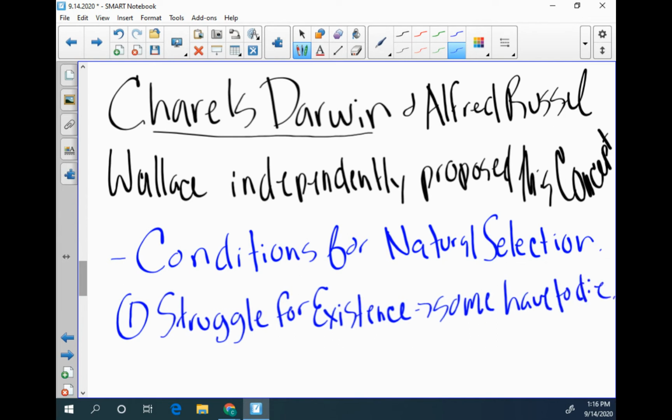If everybody lived, if all of our beetles lived, there would be no way for one trait to survive better than the other. So, condition number 1 is that there has to be some sort of struggle. Whether that be competition or resource dividing or just like genetic probabilities, courtship rituals, there has to be some struggle for existence.